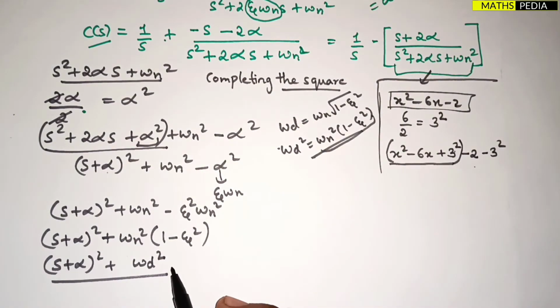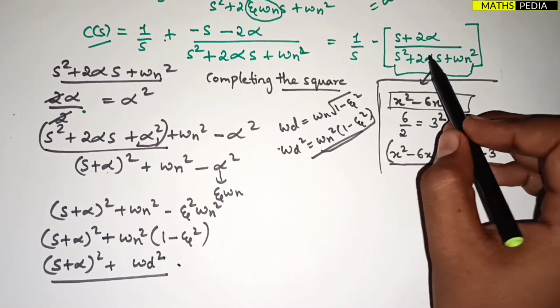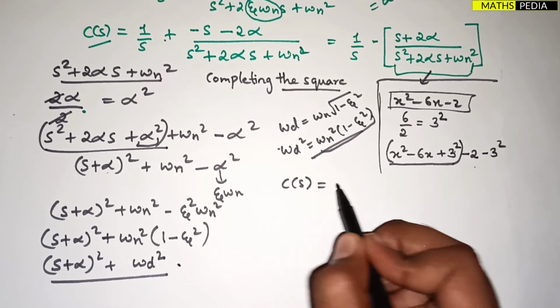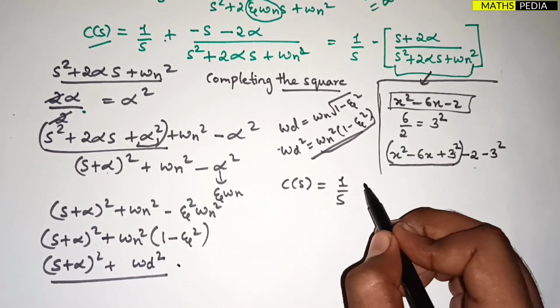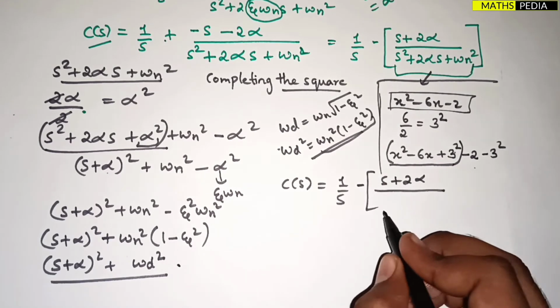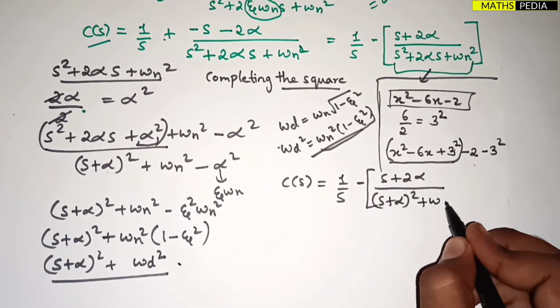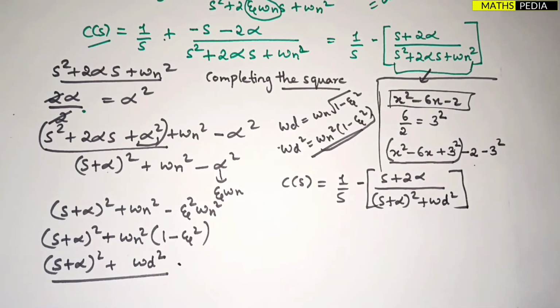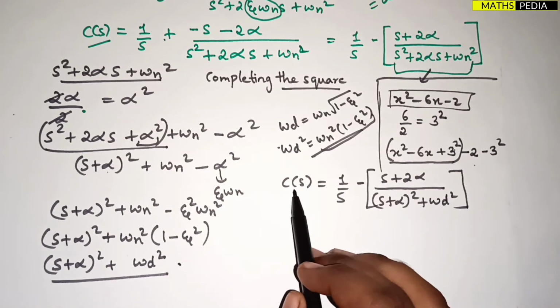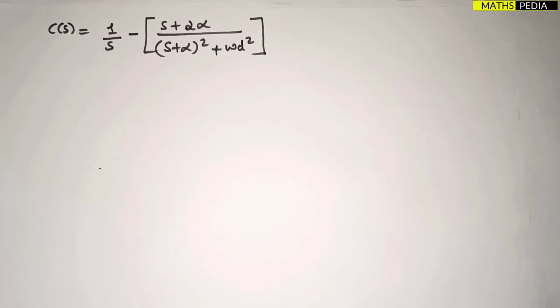Now this is the simplified version of the denominator. Now I'll take this and put it over here. So our C of s will become 1 by s as it is, minus s plus 2 alpha divided by this denominator, s plus alpha the whole square plus omega d square. So this is the simplified version. We are simplifying C of s so that we can take the inverse Laplace transform in order to get c of t. That's why we are simplifying these equations. Now we'll directly go for the Laplace inverse.